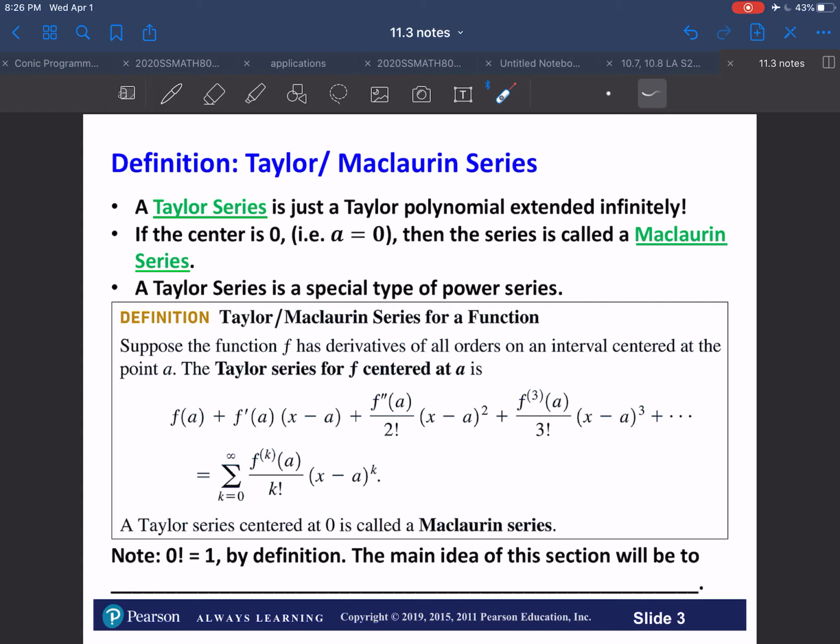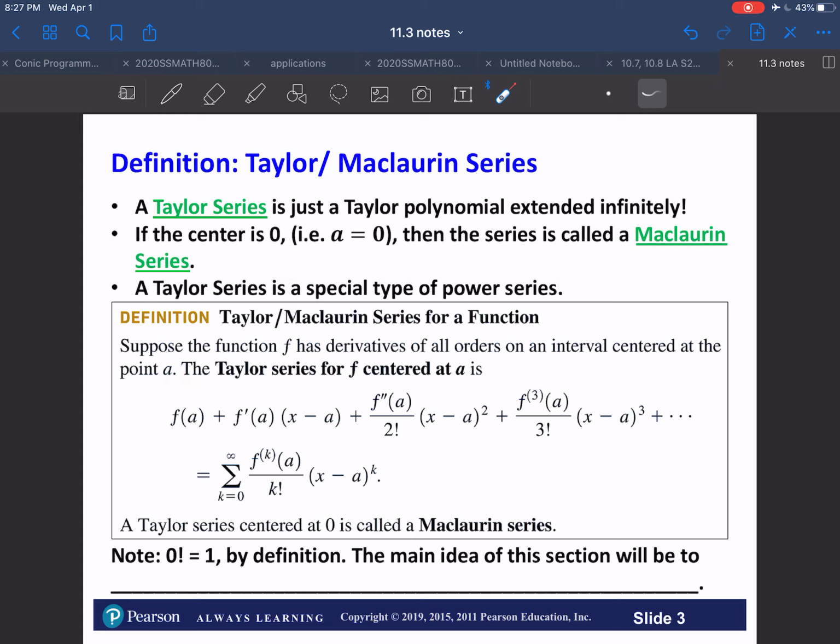And it's going to be very useful for us coming up shortly. So the formal definition given by the textbook is this. We're going to suppose that f has derivatives of all orders, so it can be differentiated infinitely many times, on an interval that is centered at the point a.